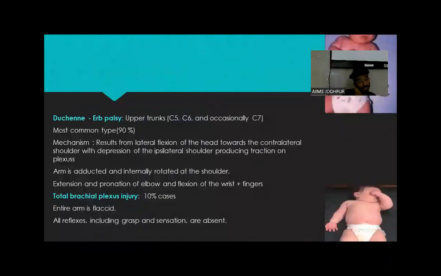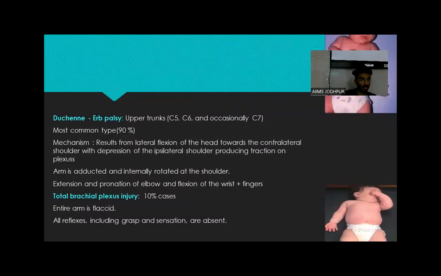Erb's palsy is one of the most common brachial plexus injuries, and it mainly affects the upper trunk, at the level of C5, C6, and occasionally C7. It is the most common type, occurring in almost 90% of brachial plexus injuries, at Erb's point. The mechanism is common for all brachial plexus injuries, and results from lateral flexion of the head towards the contralateral shoulder with depression of the ipsilateral shoulder, producing traction in the plexus. So most brachial plexus injuries are also associated with phrenic nerve injury.